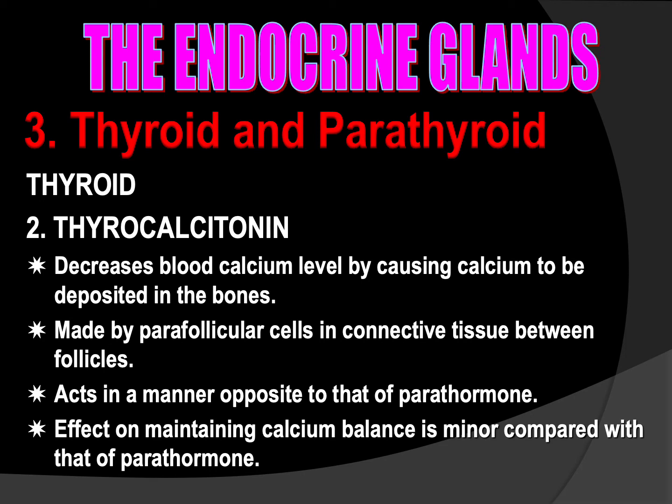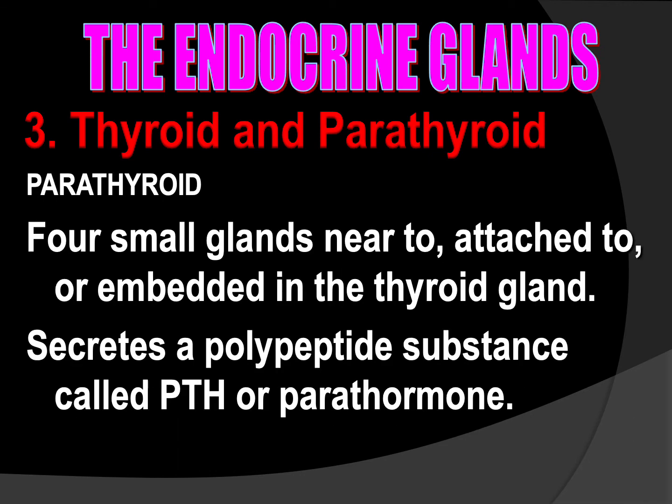Very opposite ang action ng thyrocalcitonin sa parathormone, which is now the hormone naman of the parathyroid gland. Pero minor lang ang effect niya compared to that of parathormone. In the blood kasi, parathormone increases calcium, while thyrocalcitonin decreases calcium. So this is parathyroid hormone. So, ito nga yung 4 small glands malapit doon sa thyroid gland.